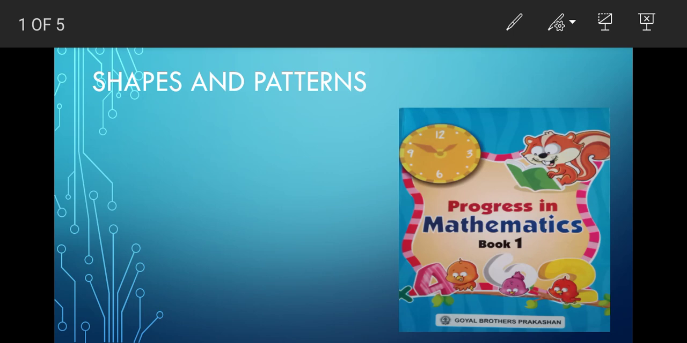So today we are going to discuss patterns. Till yesterday we were doing something about shapes, so now we will be doing patterns. What are patterns? We see a variety of patterns in our surroundings. Patterns are formed by repeating shapes.